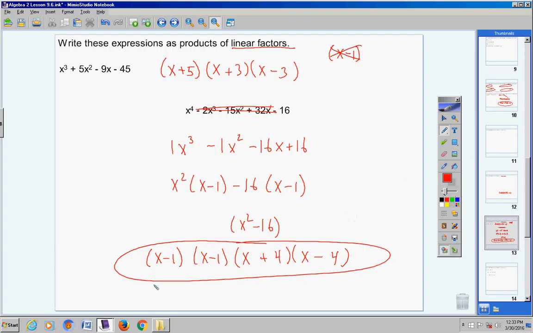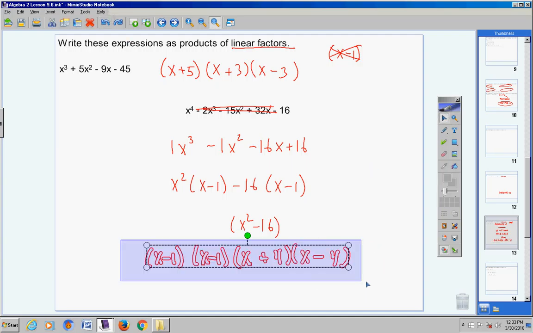Got it. Do you see it? So, I've written this entire function right here, my original function. I have written it with linear factors. Power of 1, power of 1, power of 1, power of 1. So I have 4 linear factors, and I'm good. I'm totally good. Okay?